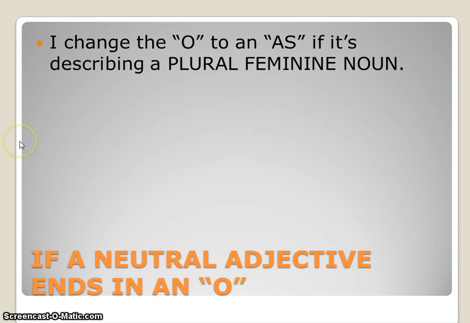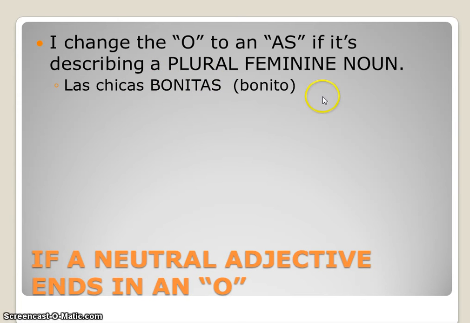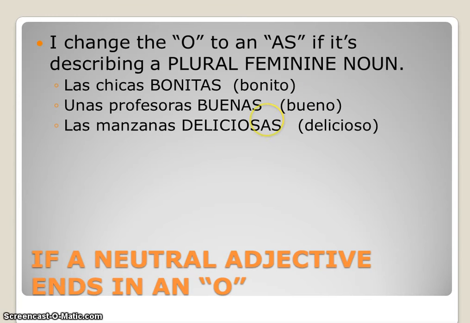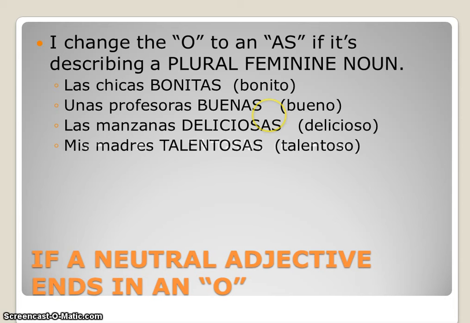But now, if I have more than one feminine noun, then I am going to add an S. So now I've got las chicas, so more than one girl, and then bonitas. I still have an A here. The A is because my nouns are still feminine, but now I also have an S to reflect that it's describing something plural. Unas profesoras buenas. Notice all those S's. Las manzanas deliciosas. And everything kind of rhymes too. Mis madres talentosas.